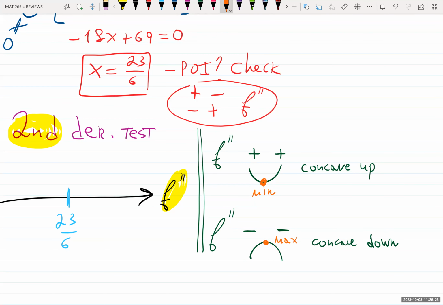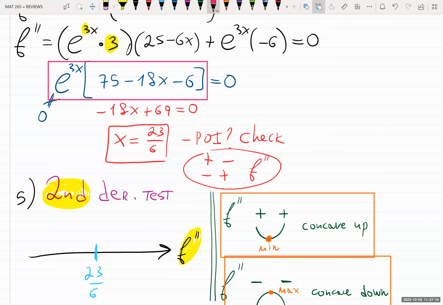Let's check. You plug it into the second derivative. So I would recommend putting it in the box. Here it is, factored or not factored form. Again, e to the power cannot be negative or 0, so I don't have to check the sign of that. I just need to check the sign of minus 18x plus 69.